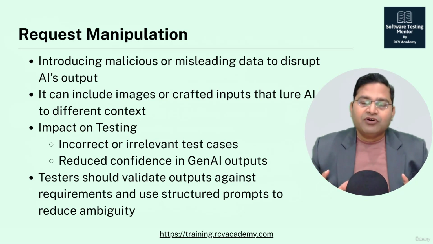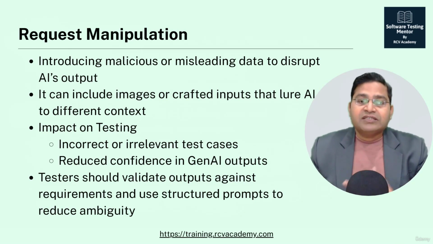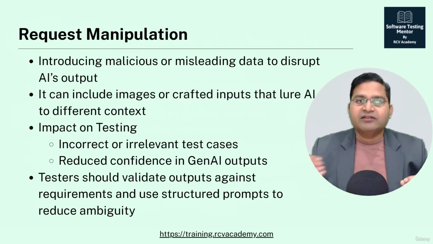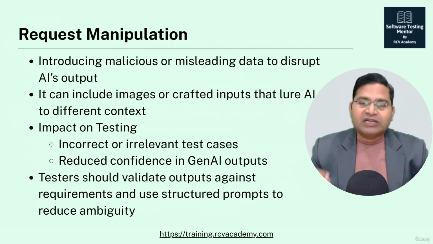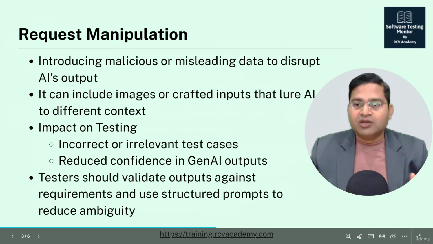What impact might it have on testing? Incorrect or irrelevant test cases. If the LLM has been manipulated, you might get irrelevant or incorrect test cases, and reduced confidence in that GenAI's output, because it has been under threat and malicious information has been used to hamper the productivity or quality of that model. Now, as a tester, you should validate the outputs against requirements and use structured prompts to reduce any ambiguity that might have happened due to the request manipulation.